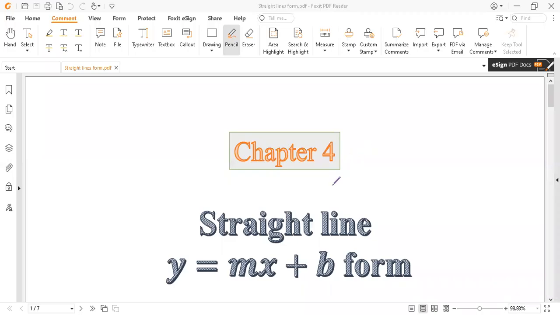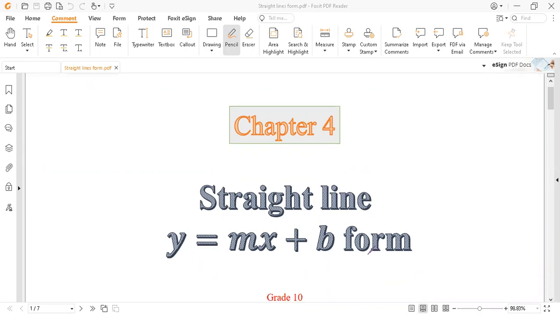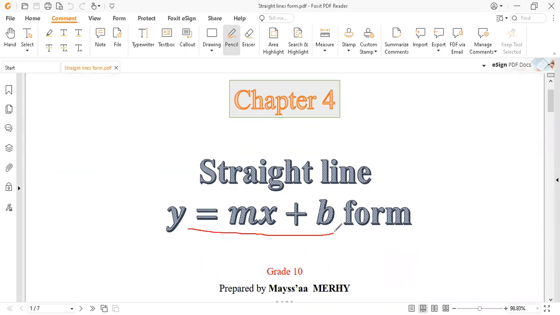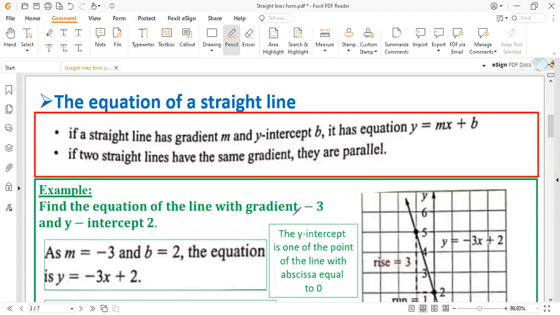Hello, everyone. We're still in chapter 4, and this time we will go deeper to talk about the straight line and the general form y equal to mx plus b. Normally m refers to the slope, the gradient of this line, and b is the y-intercept. So first of all, if we have the gradient and the y-intercept, it is easy to construct our equation.